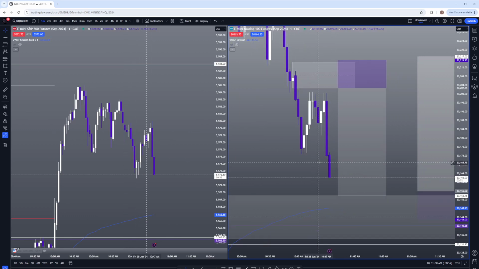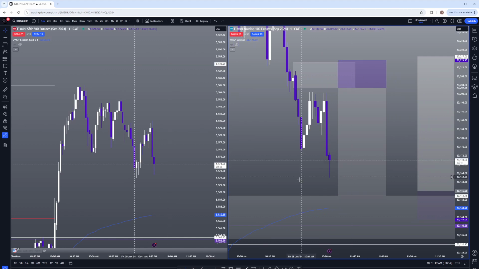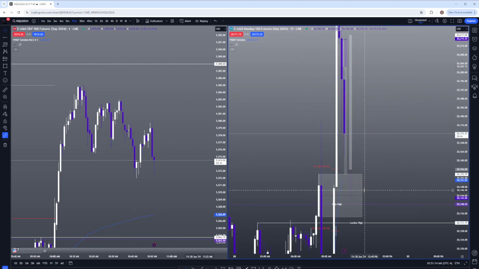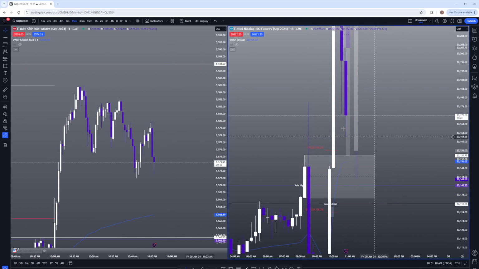All right, so shorts are coming in. Let's see what we're going to do once we do trade. If we do trade into this breaker, what kind of reaction we're going to get off of it.